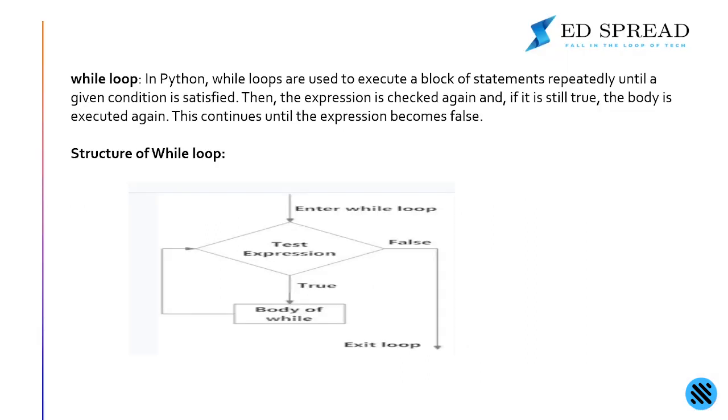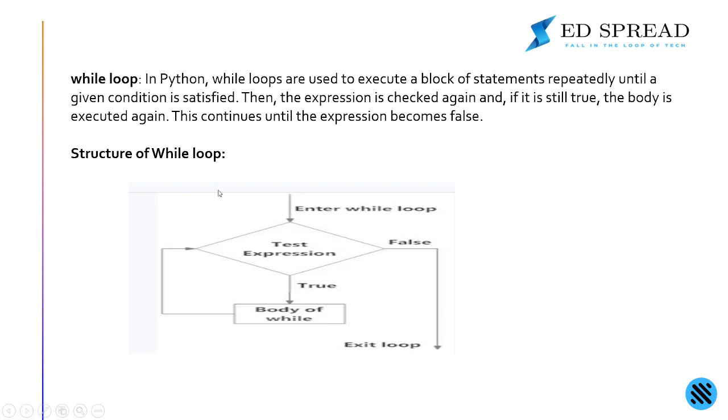While loop is also similar to for loop. It is also used to repeat the statements. In Python, while loops are used to execute a block of statements repeatedly until a given condition is satisfied. Then the expression is checked again. If it is still true, the body is executed again. So if the given condition is satisfied, it will execute the statements and check the condition again. And if the condition is satisfied again, then the statements will be executed, or else the execution will stop.